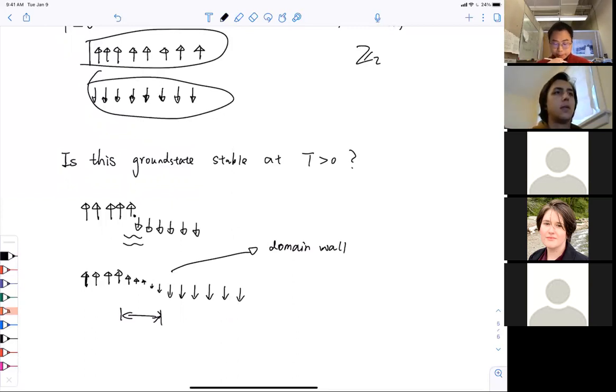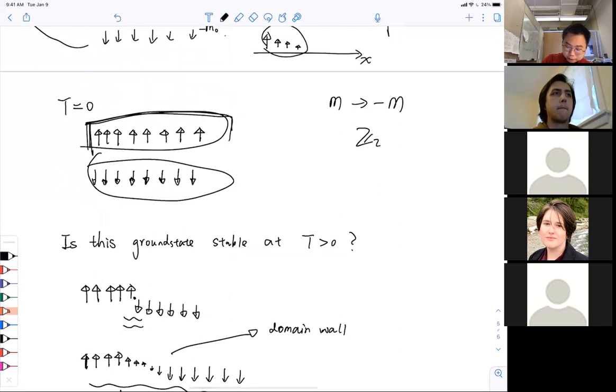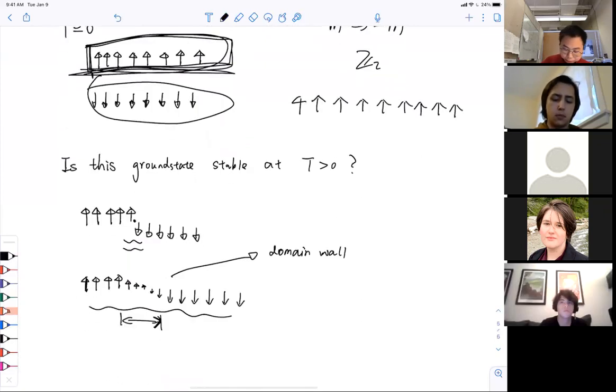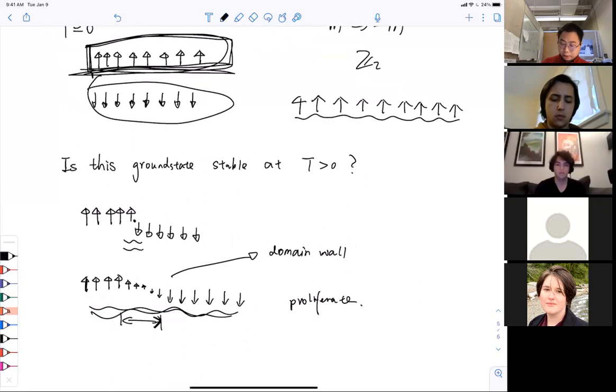The thing is, this domain wall: if we start our system at finite temperature in this ground state, in this up state, the domain wall configuration will proliferate and totally destroy this ground state. The reason it will proliferate is that if we put one domain wall in the system, this will increase the entropy. Sorry, this will decrease your free energy, meaning that this process is favored by the system.